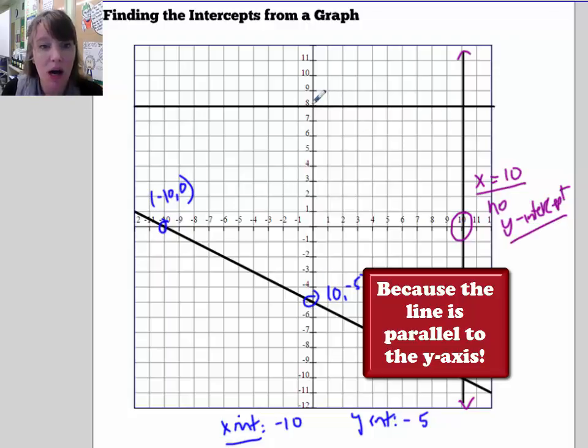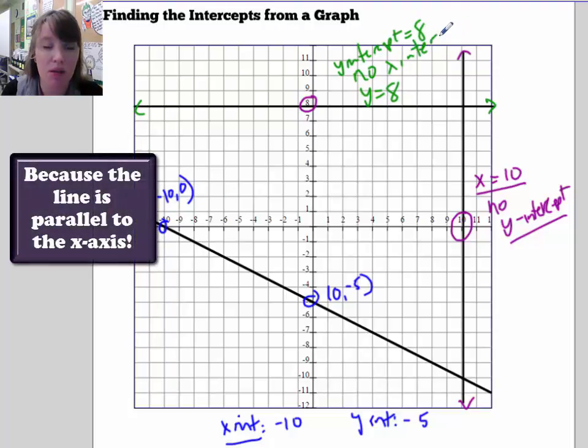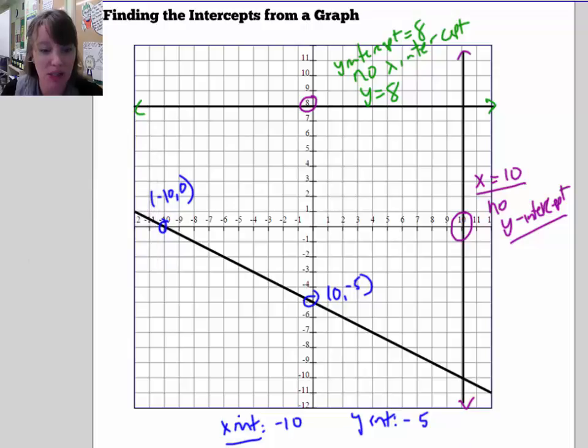Okay. In this case, this is the line, let me put this a different color. This is the line of y is equal to 8. So in this case, the y-intercept equals 8, and there's no x-intercept. Okay. This is very different from having an x and a y-intercept of 0.